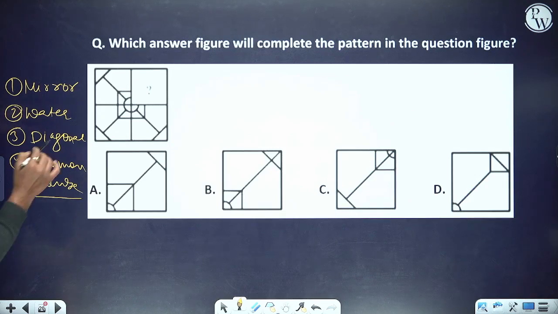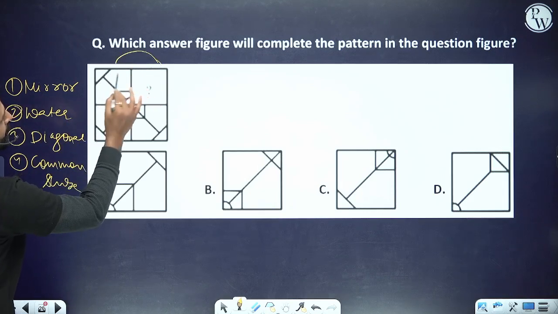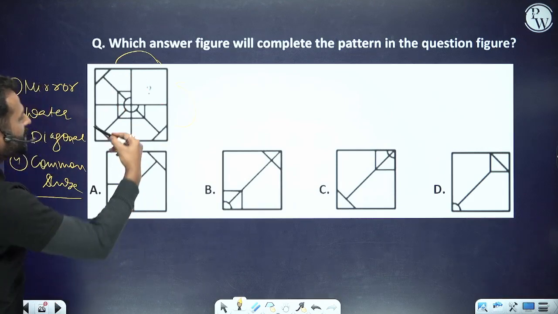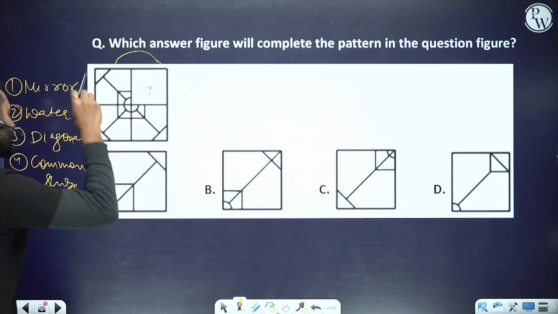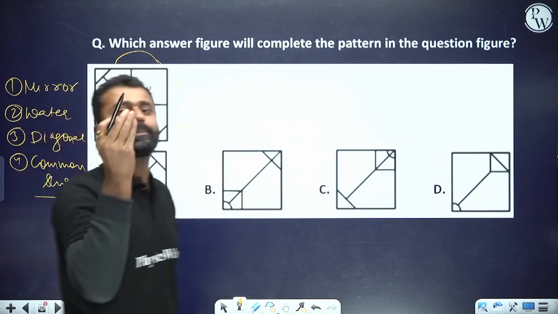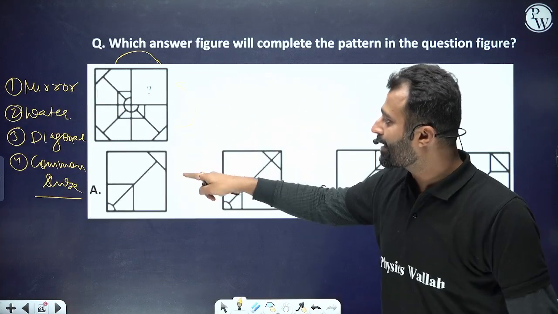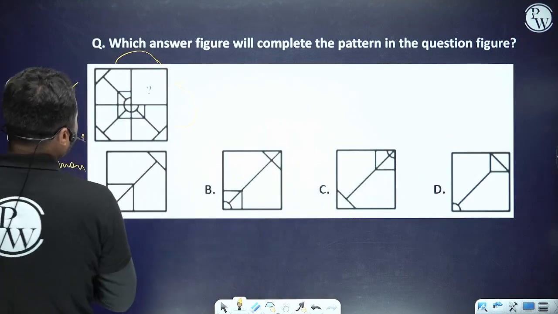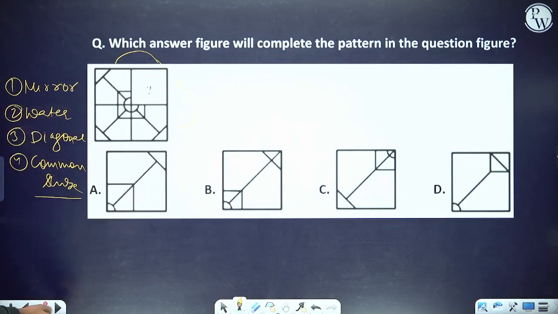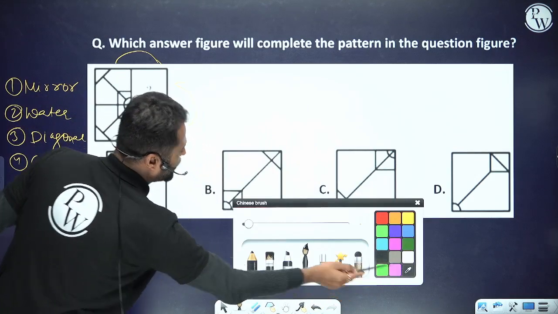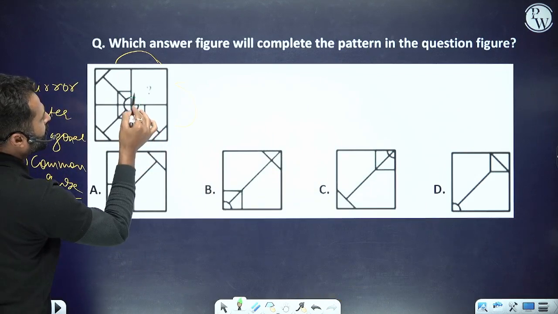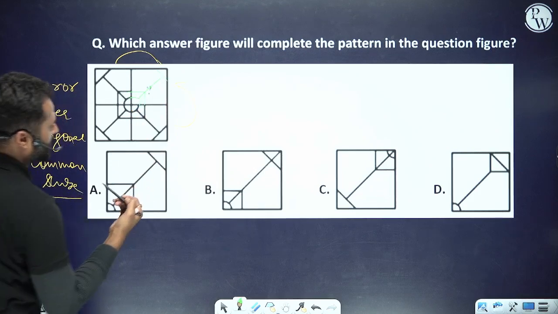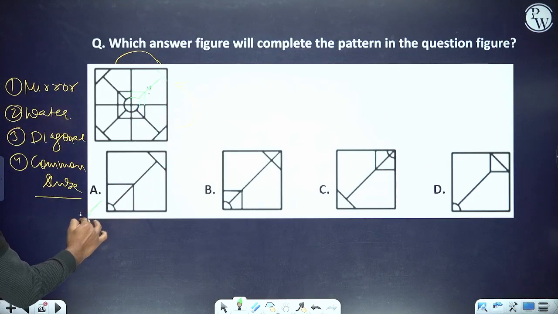So mirror image means either this part should be a mirror image of this, or it can be a water image of the lower part, or it can be a diagonal movement. And in case all these three tricks do not follow, then you go for the common sense part. Okay. So we can very easily say over here that the circle would be completed, this line would be completed, a line would be coming, and it won't be touching that part only. So I'll say A is the right answer.